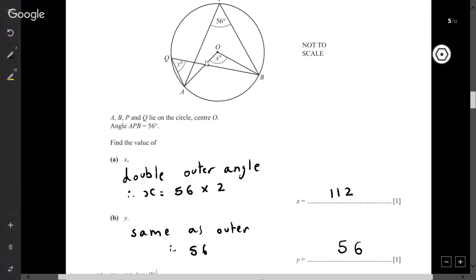Okay, question number 11. You need to know your circle theorems for this. A, B, P, and Q lie on a circle. O is the center. Find the angle APB. Oh, sorry. Angle AOB is 56.